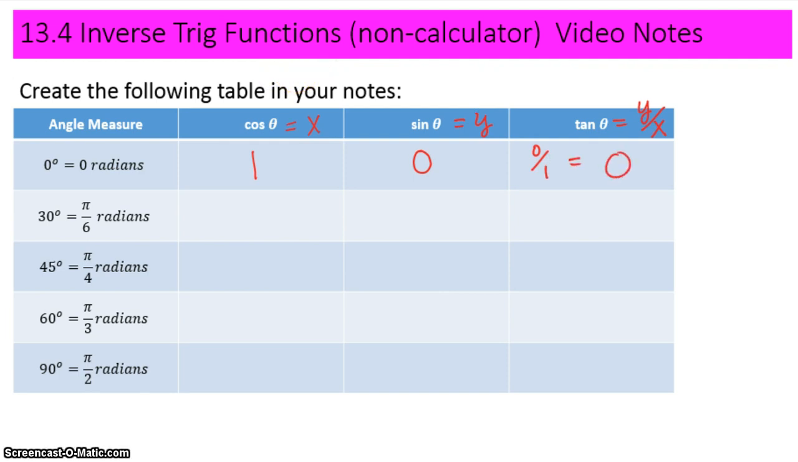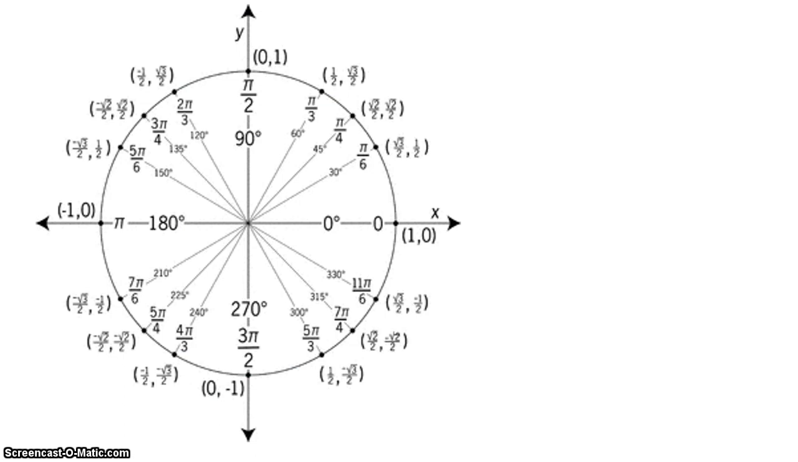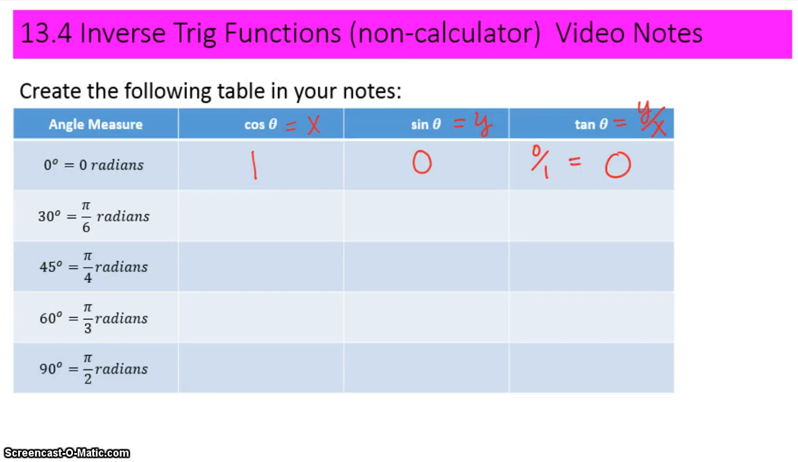Okay, how about 30 degrees and pi over 6? So here we find 30 degrees and pi over 6. X is root 3 over 2, and y is 1/2. So we can fill that in. X is root 3 over 2, which means that the cosine of 30 degrees is root 3 over 2, or the cosine of pi over 6 radians is root 3 over 2. The sine is 1/2, and the tangent takes a little bit more work.